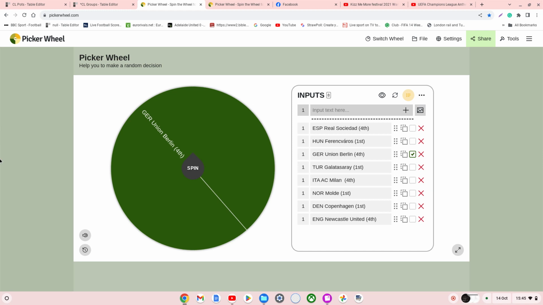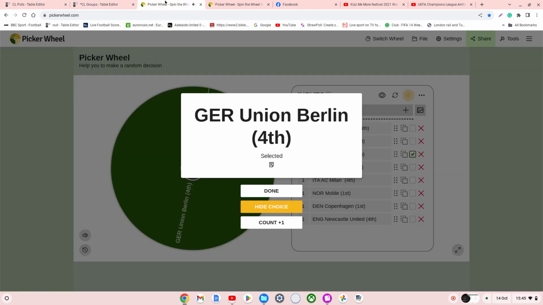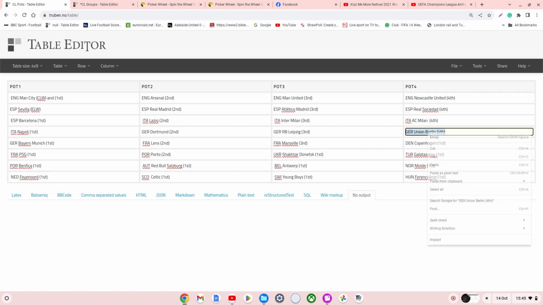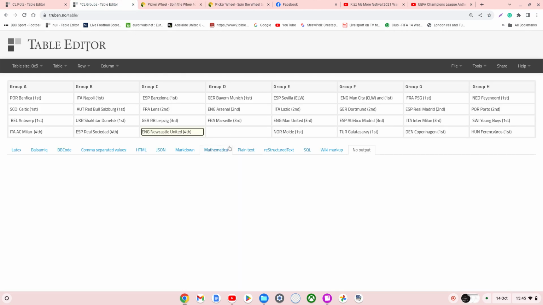And finally is Union Berlin. So let's pick, where's Union Berlin? Group D's the only option, but they can't be in Group D because of Bayern Munich. Union Berlin can't be in Group D because somebody has to be replaced.